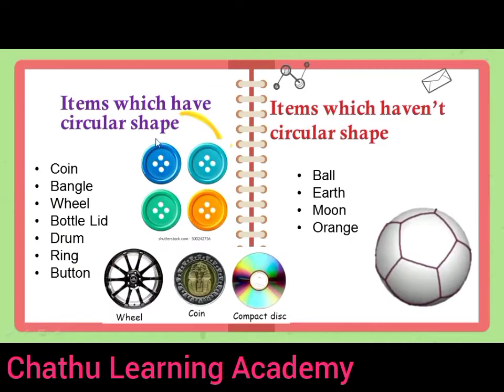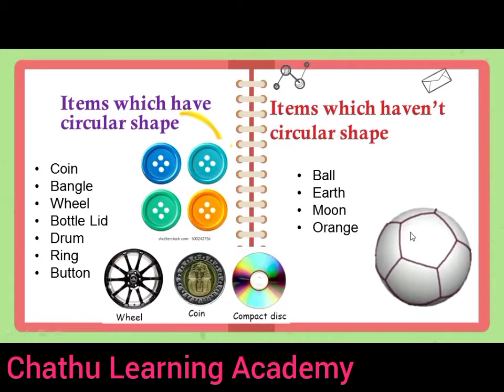Items which have circular shape: coin, bangle, wheel, bottle lid, drum, ring and buttons. Here I have given some of the examples for the circular shapes. By using these objects you can draw a circle. These are items which have a circular shape.